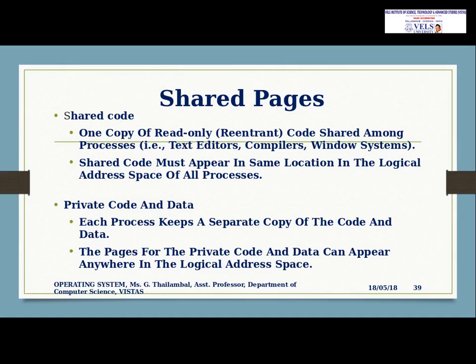Sometimes you need to have private code and data. That means each process will have separate code and data. So if I want to have a sine function data, the sine function data will be private for my process only. If another student needs the data, it will not be provided to him. He will have a copy of that in the same memory.